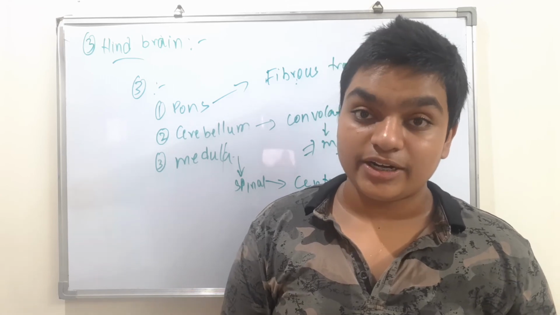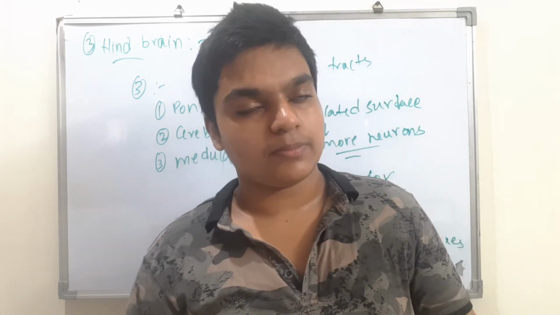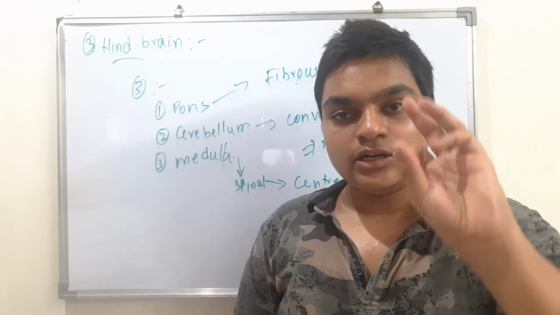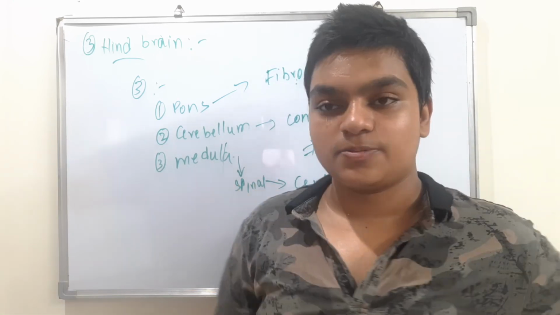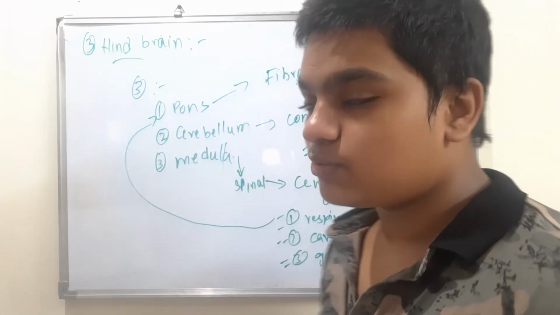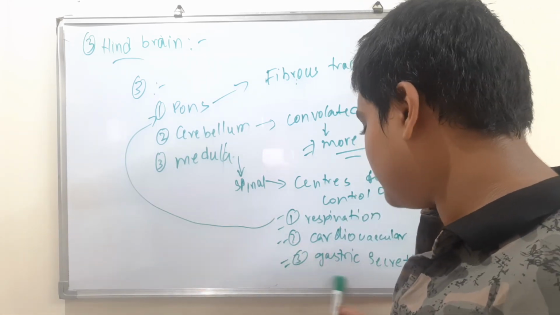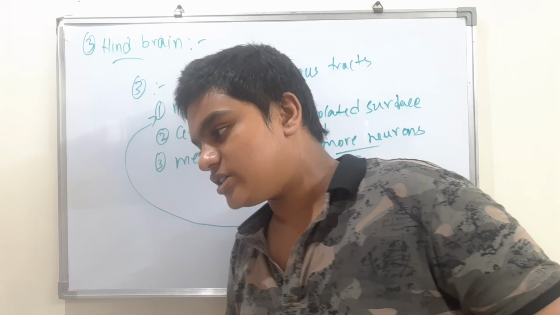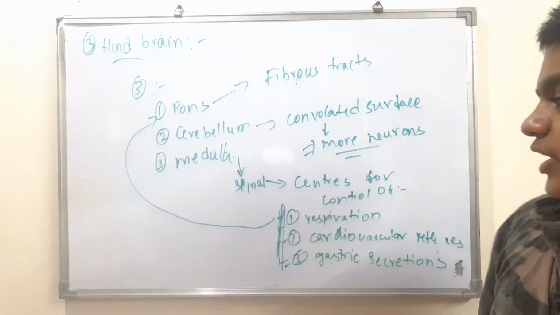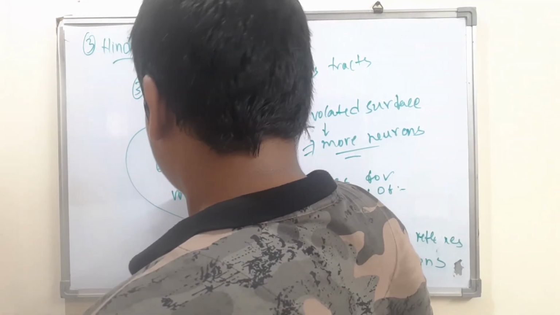I do not remember the small brain exactly. But this medulla contains these centers for these three. One, it is the respiration. This respiration is even controlled by pons varoli also. Remember that one? Pons varoli also controls the respiration. Respiration, cardiovascular reflexes, and gastric secretions are the three main control centers of medulla oblongata. And vomiting is also controlled by medulla oblongata.